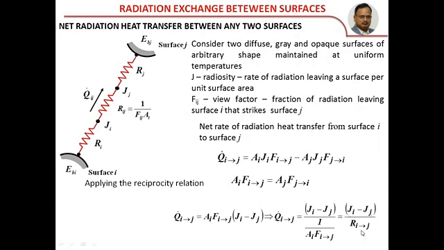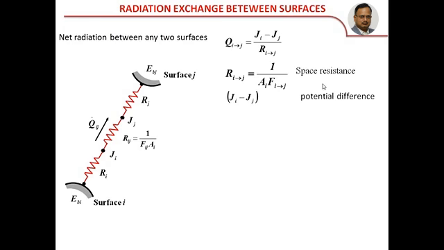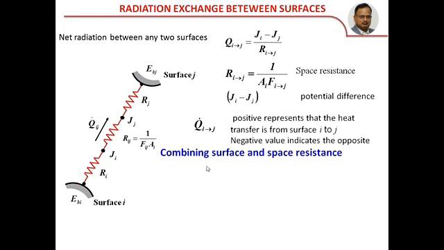So Qij is equal to (Ji minus Jj) by Rij. This Rij, if you look at it, is 1 by Ai Fi-j or 1 by Aj Fj-i. This Ri-j is called space resistance or shape resistance, and Ji minus Jj is called the potential difference. Qij is positive to represent heat flow from surface I to J. A negative value indicates the opposite direction.